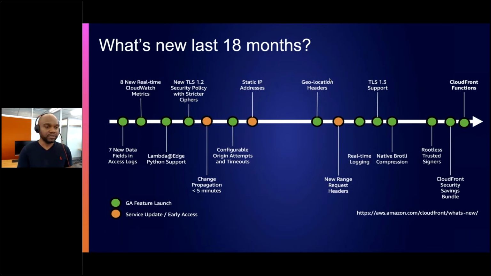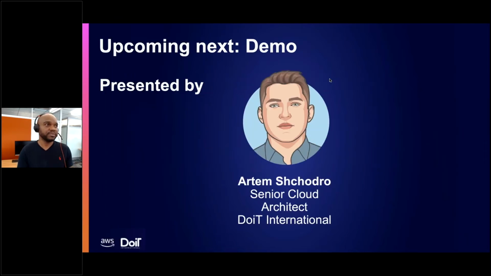There are many other features like, I would say, native Brotli compression. Before that, we were supporting only Gzip compression, but we added support for Brotli compression, and we released CloudFront Functions a few months ago. So with this, I will hand over to our team for the demo. Thank you.